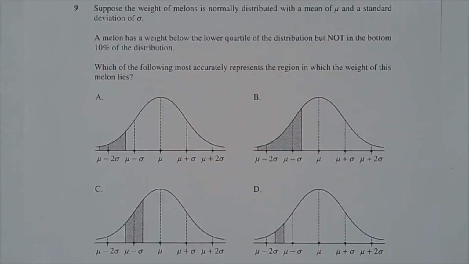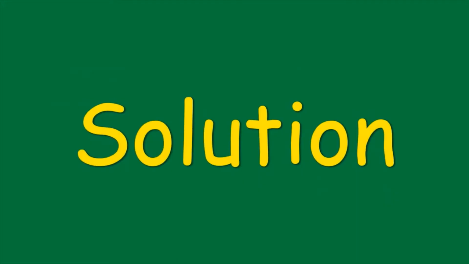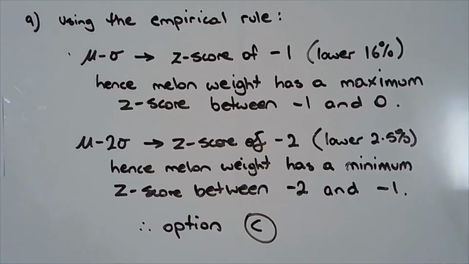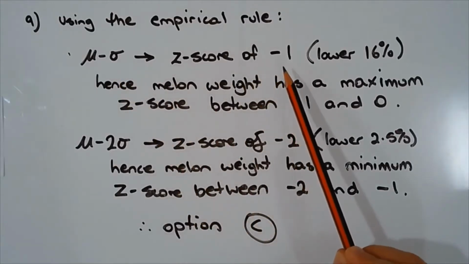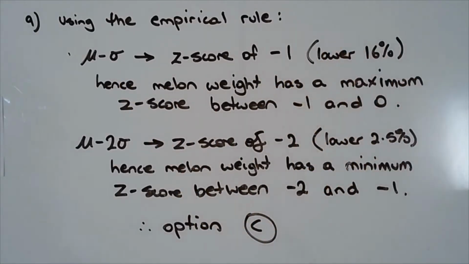Question 9. Suppose the weight of melons is normally distributed with a mean of mu and a standard deviation of sigma. A melon has a weight below the lower quartile of the distribution, but not in the bottom 10% of the distribution. Which of the following most accurately represents the region in which the weight of this melon lies? Referring to the empirical rule, mu minus sigma corresponds to a z-score of -1, which corresponds to the lower 16% of the normal distribution. But we're told that the melon weight lies somewhere in the bottom 25%, or the lower quartile. Hence, the melon weight has a maximum z-score somewhere between -1 and 0.